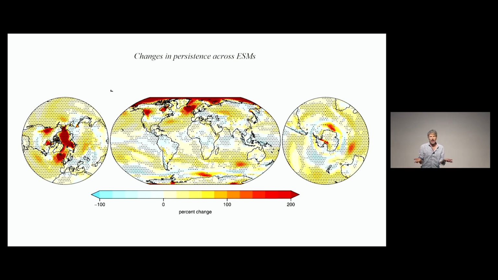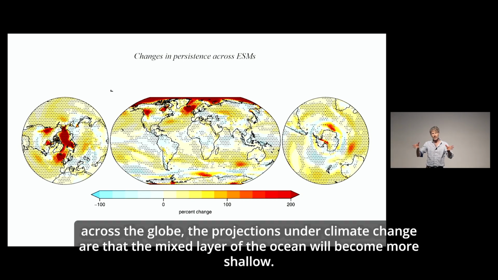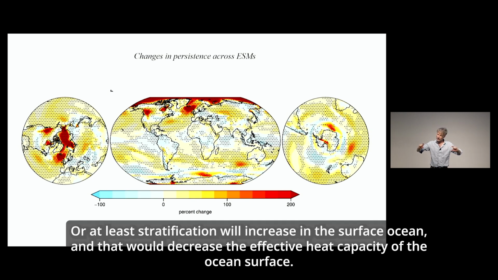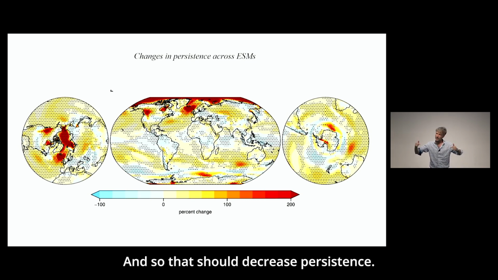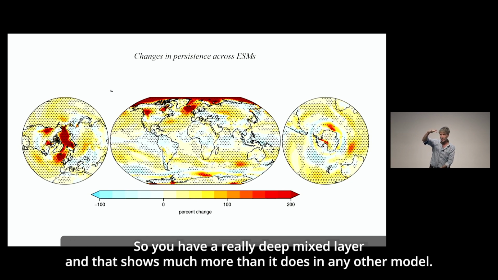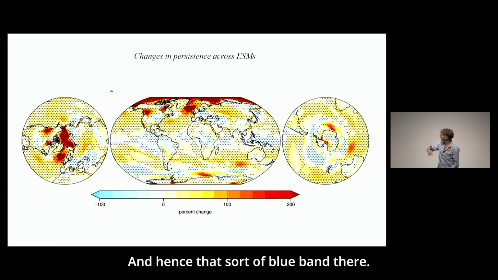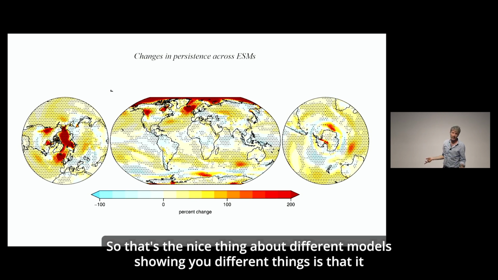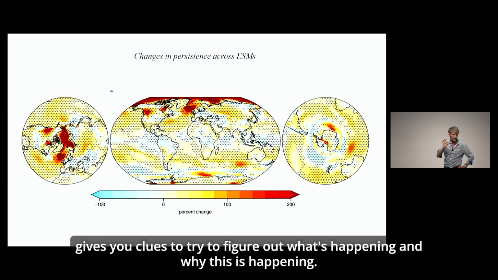So across the globe, the projections under climate change are that the mixed layer of the ocean will become more shallow, or at least your stratification will increase in the surface ocean, and that would decrease the effective heat capacity of the ocean surface, and so that should decrease persistence. And in the GFDL model, they have some really robust mixing, especially in the Southern Ocean, so you have a really deep mixed layer, and that shows much more than it does in any other model, and hence that sort of blue band there. So that's the nice thing about different models showing you different things, is that it gives you clues to try to figure out what's happening and why this is happening.